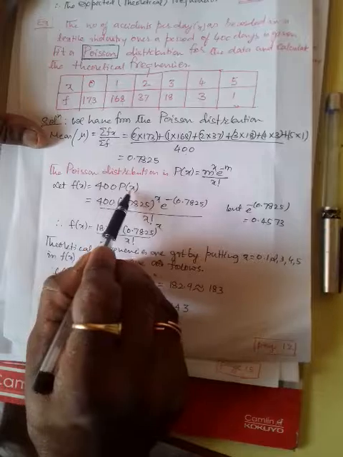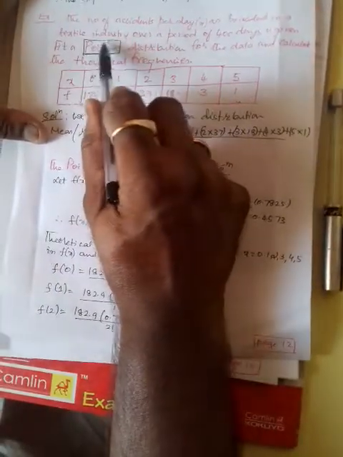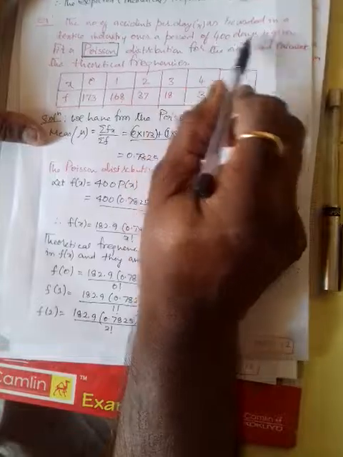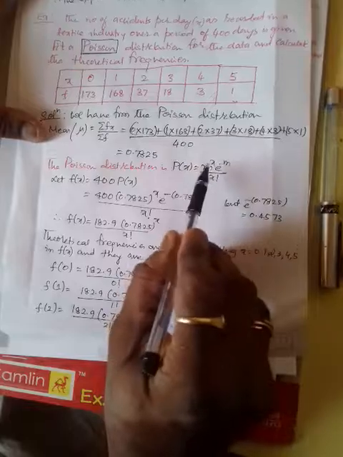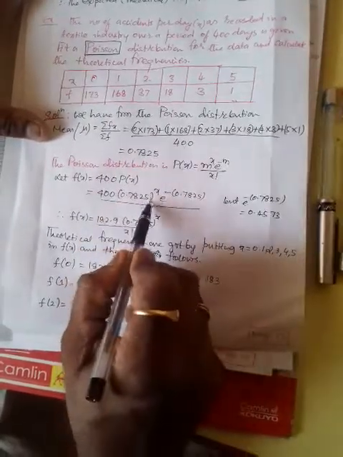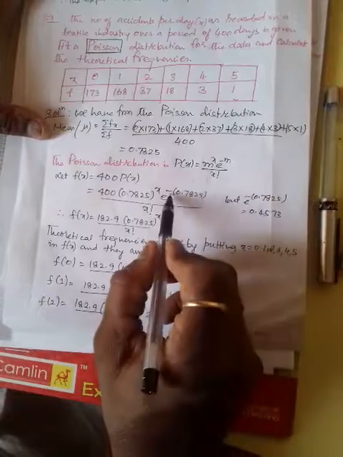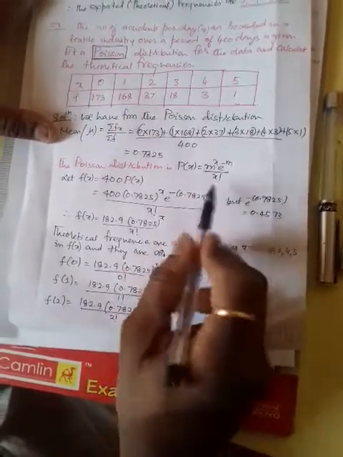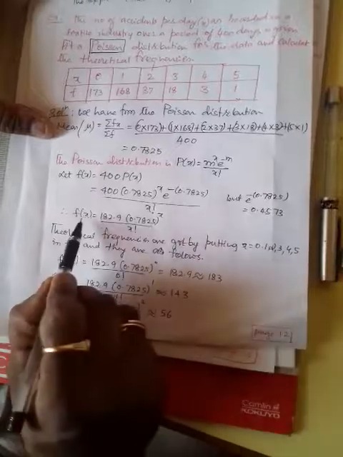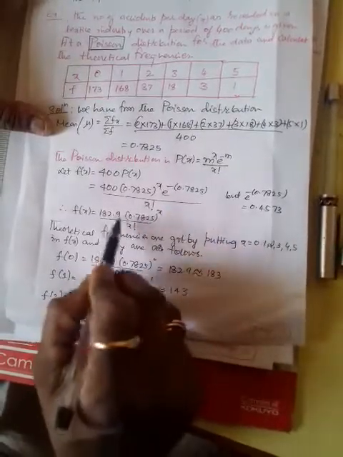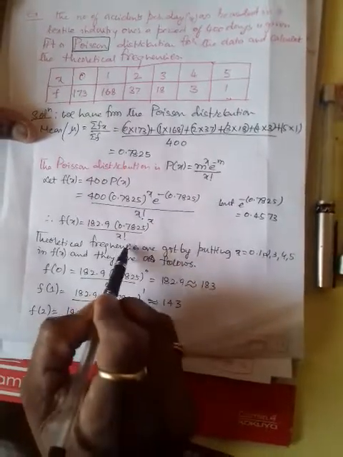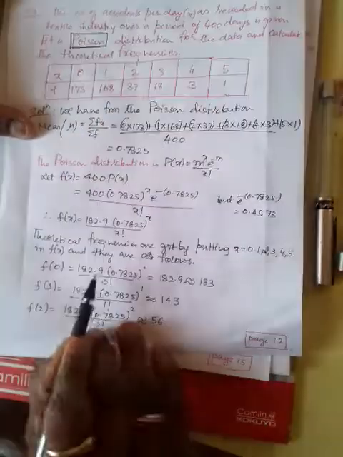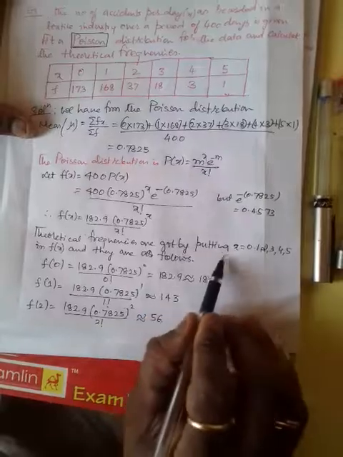Therefore, we need to get 400 into P of x, because the condition is given: textile industry over a period of 400 days. P of x is already given here. m is equal to 0.7825, so 0.7825 to the power x into e to the power minus 0.7825 divided by x factorial. Therefore, the simplified f of x equals 182.9 into 0.7825 to the power x divided by x factorial.